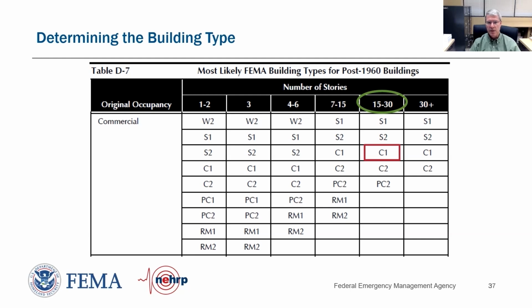And so what they're suggesting in here for newer buildings post 1960 is that for buildings of 15 to 30 stories, it could be an S1, which is our steel moment frame, S2, which is our steel braced frame. It could be a C1, which is concrete moment frame. It could be C2, which is concrete shear wall, or it could be PC2, suggesting it might be a precast concrete frame building. And actually S4 could fall into this category as well. Okay, so those are kind of our choices for what it might be.